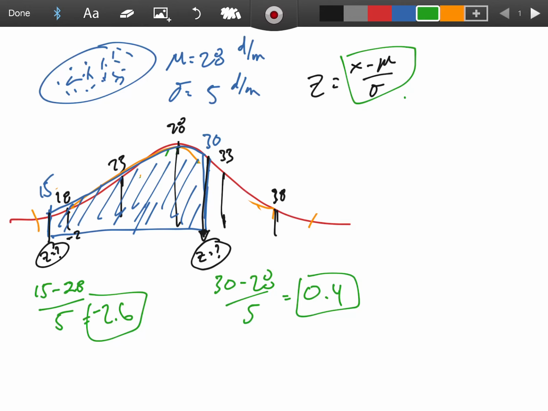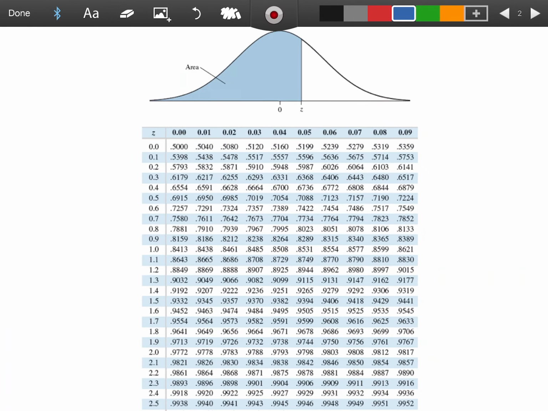Well, if you've watched any of the other videos, you know that I'm going to hop out to my z-table, okay? Because my z-table says, if this is a normal distribution, and I know my z-score is here, well, the z-table will tell me how much of the population is to the left of that. So let's start with this one, okay? How much of my population is to the left of 0.4? And it shouldn't be very much. So let's go over here and see.